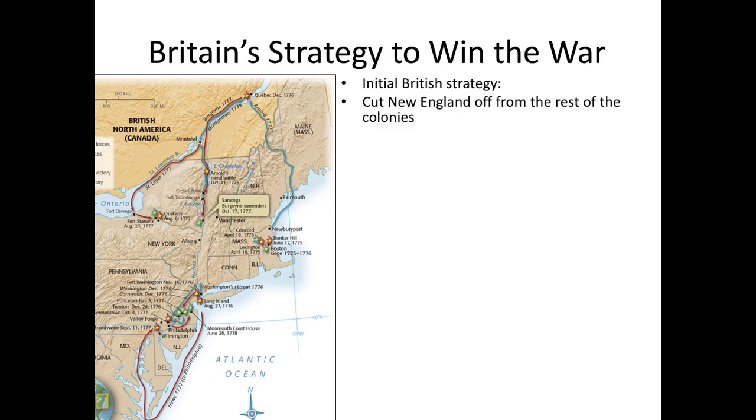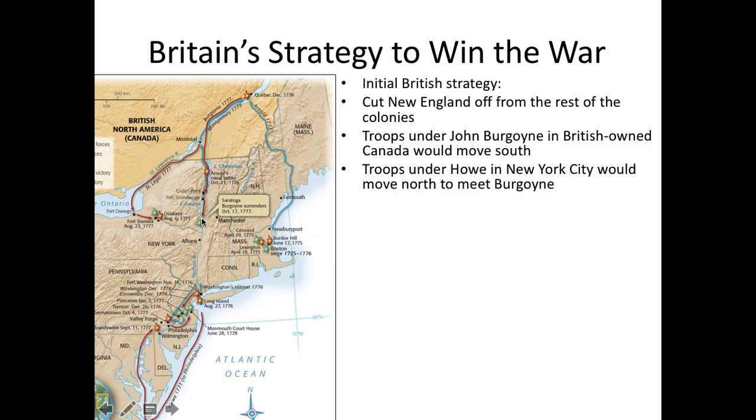So, how are they going to execute this? Well, Canada, if you remember, was owned already by the British, and there were British generals there. And the idea was that one British general named John Burgoyne was going to leave Canada and head south, if you follow the mouse. At the same time, there was another general, well, one you've already been introduced to, General Howe, who at this point was in New York City.